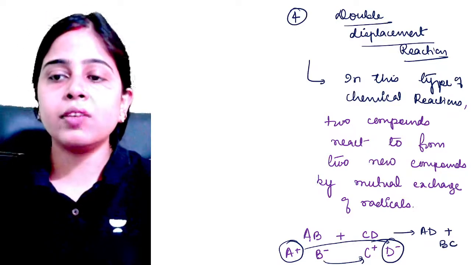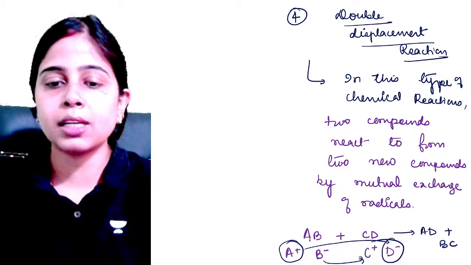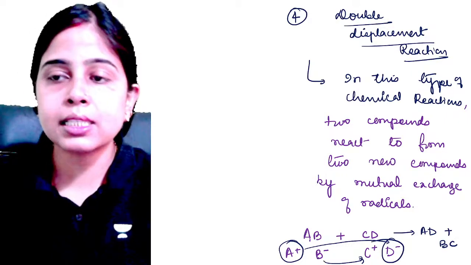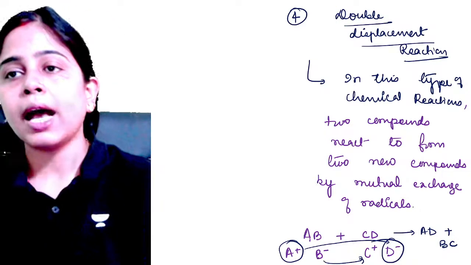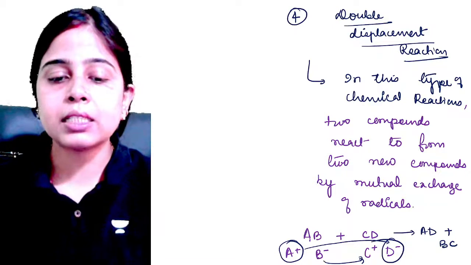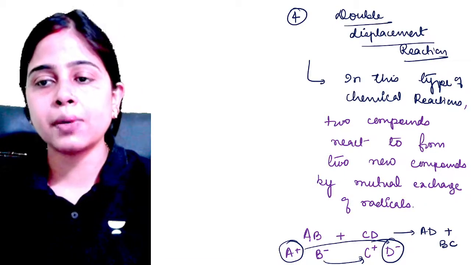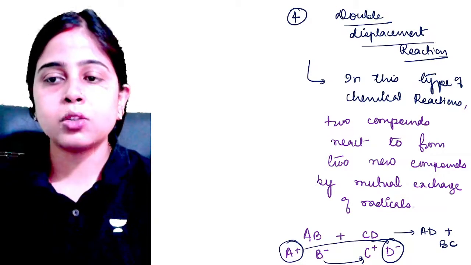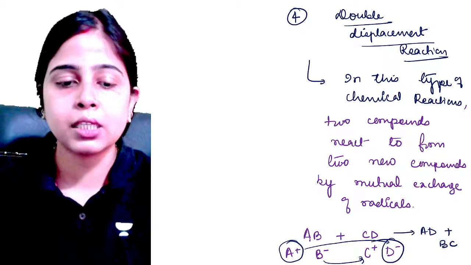So you can see over here that both the positive and negative parts of both the compounds are getting exchanged simultaneously to form two new compounds, and thus this type of chemical reaction is termed a double displacement reaction. Displacement is taking place, but two ions are getting displaced simultaneously. That's why it's known as a double displacement reaction.